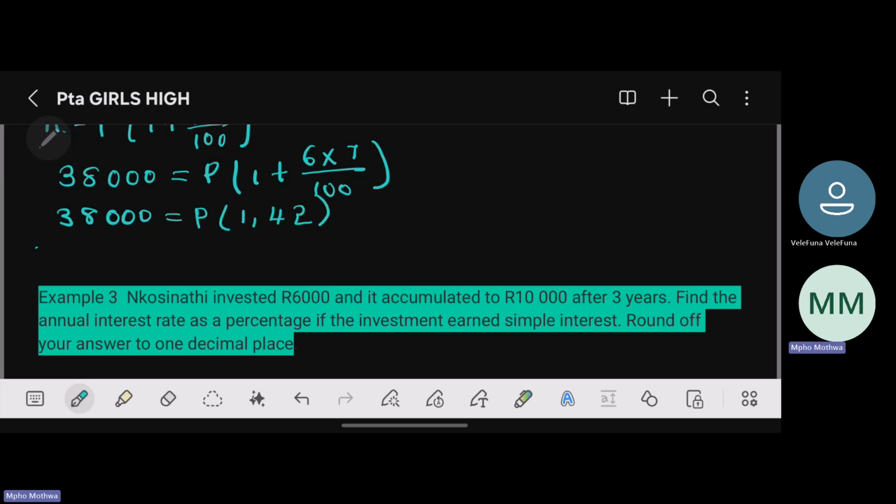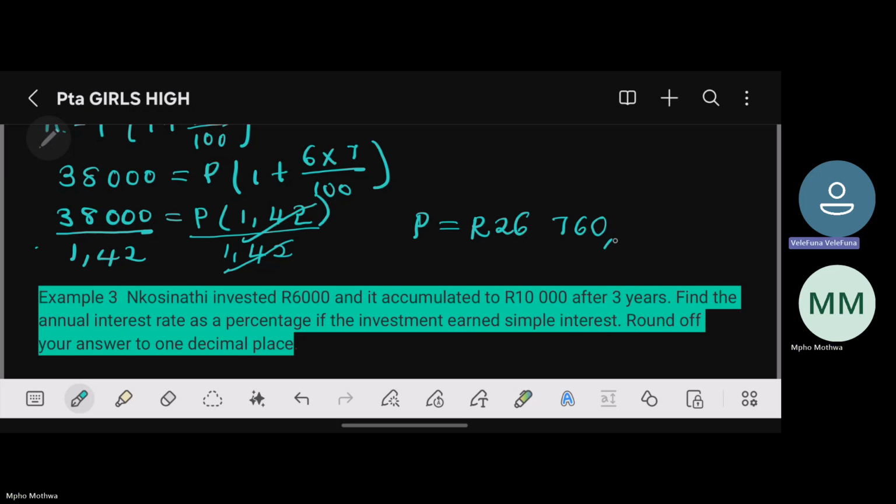1,42. Then remember, our aim is that we want to get this P, right? How do we get the P? We divide throughout by what? 1,42 on both sides, so this will cancel out. Then eventually your P will be how much? What is 38,000 divided by 1,42? So it is 26,760. Remember, it is money. We must put the cents here.